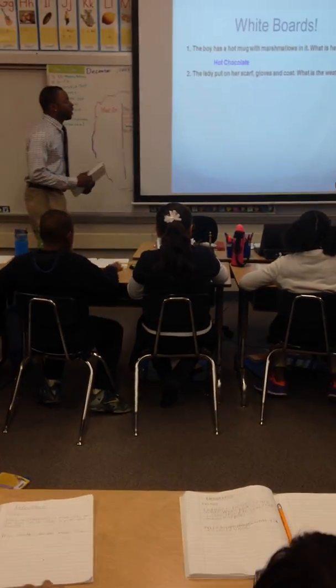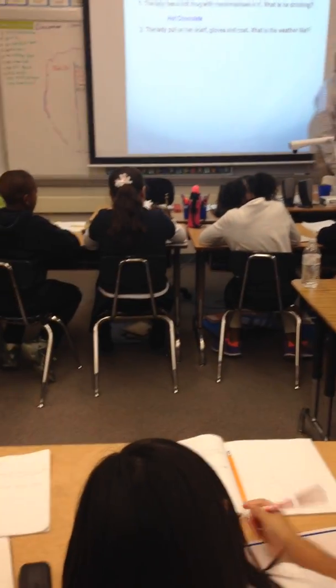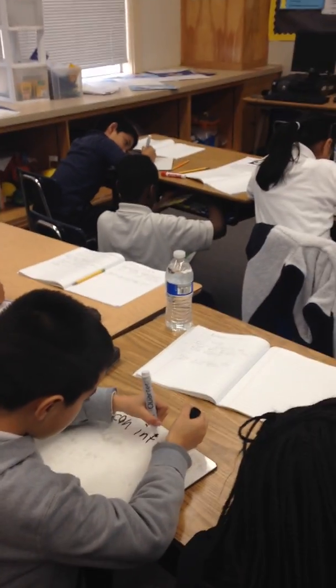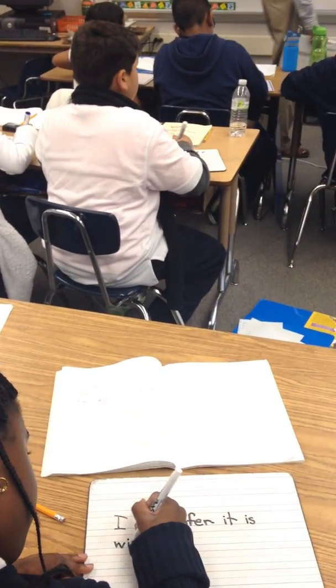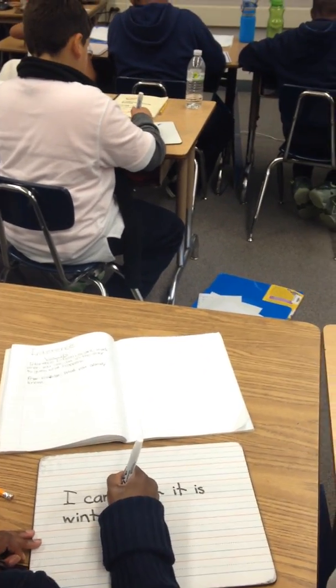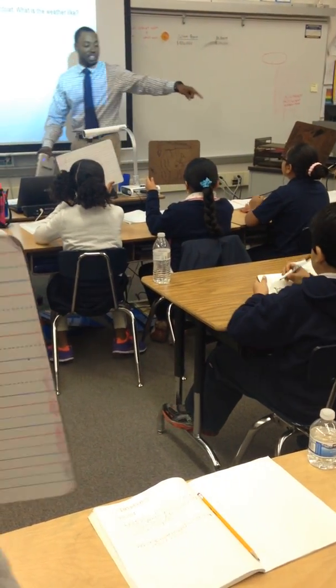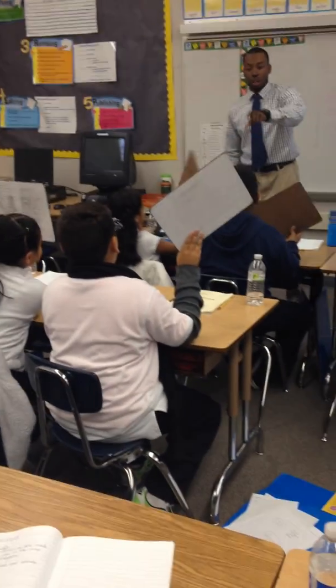Okay, number 2. The lady put on her scarf, gloves, and coat. What is the weather like? What can I infer? 10, 9, 8, 7, 6, 5. Y'all doing awesome. 3, 2, 1. Yep. Hold it up. I got you. All I need to see was that W. I know you're going to write winter. Good. Good. Good. I can infer that it's cold.